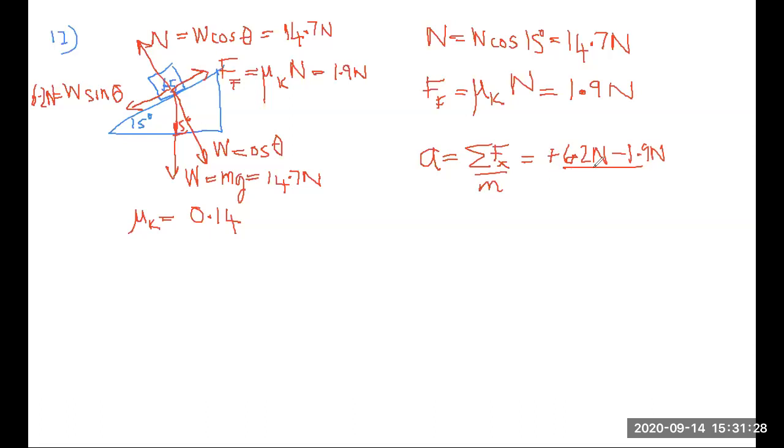And we're going to divide that by the mass, which is 1.5 kilograms. And if we do that calculation, I got 2.9 meters per second squared. And so that was my 3 answers, 1, 2, 3, for this question.